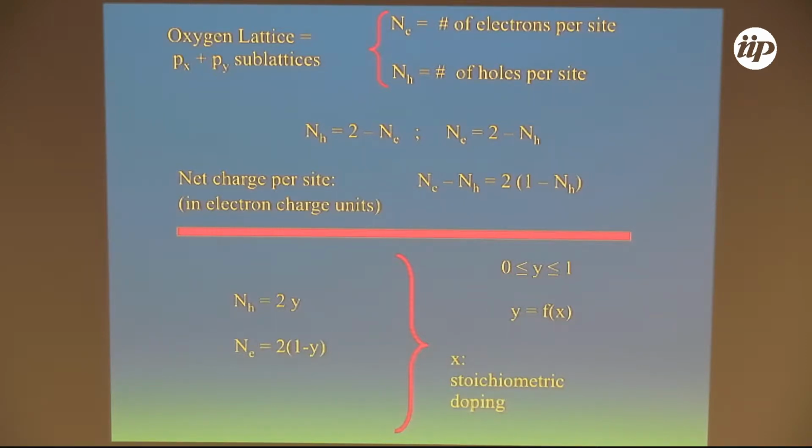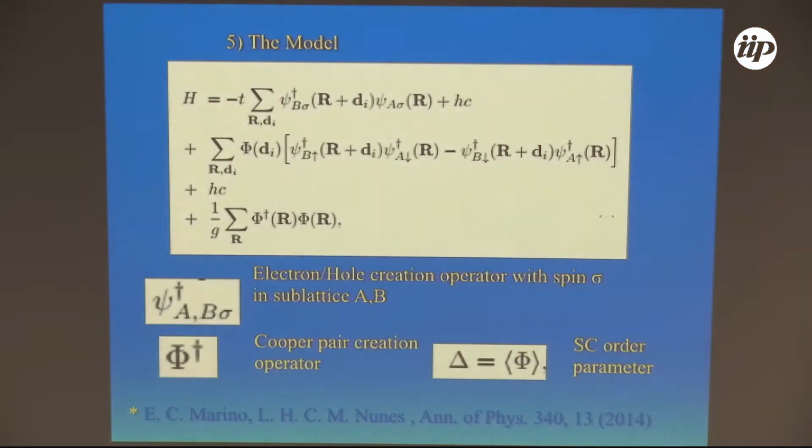And in general, y is a function of x, which varies according to the compound. We don't have the same function for all cuprates. So in order to avoid this, we are going to formulate our model in terms of x and not of y, because that's the thing which we have control over. So the model is the following. We have this Hamiltonian.